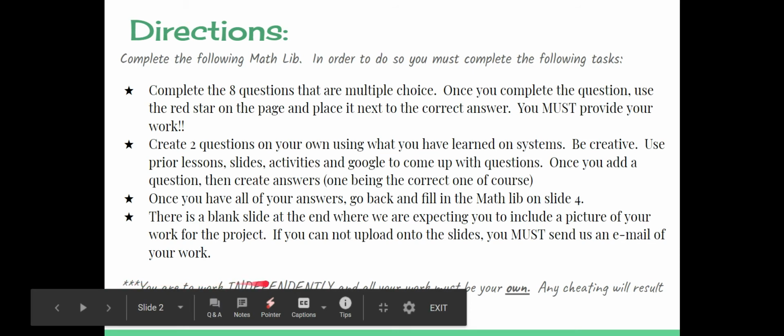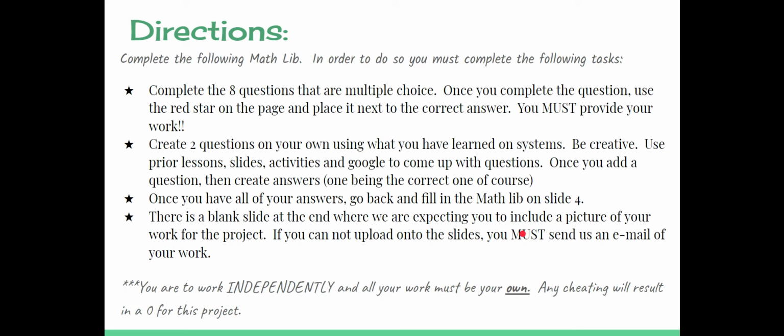Finally, you must work independently and all of your work must be shown. Any cheating will result in a 0 for this project. This has to be your own work. You are not getting the answers from anywhere else or anyone else.